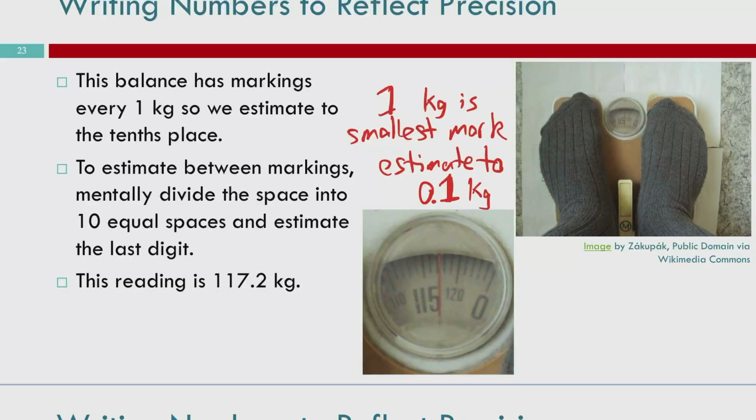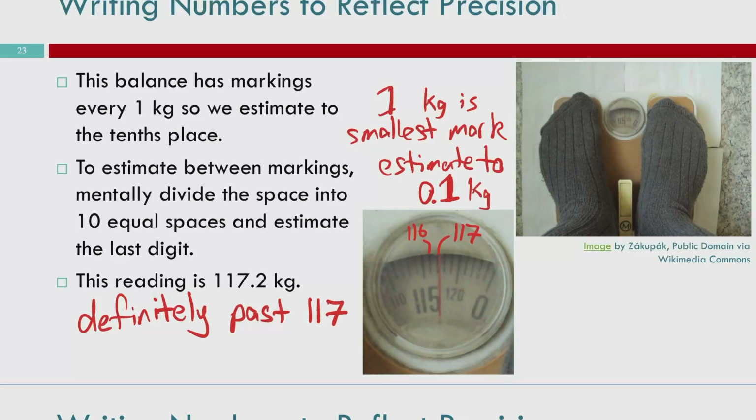All right, so we've got on the scale our 115, our 120. And we've got measurement markings in between. So this mark would be 116. This mark would be 117. We're somewhere in between 117 and 118. We are definitely past 117. Right, the red line here is a little bit to the right of that 117 mark.